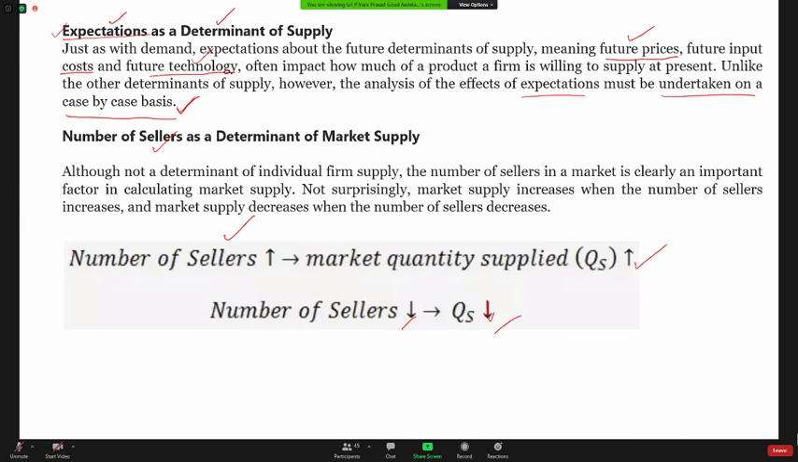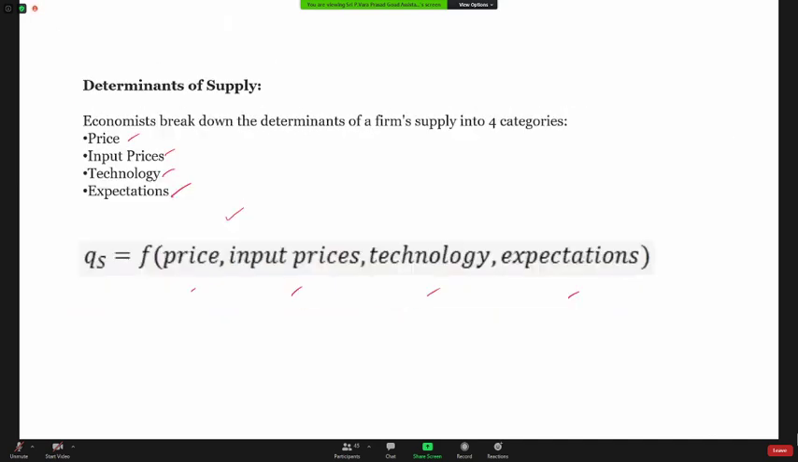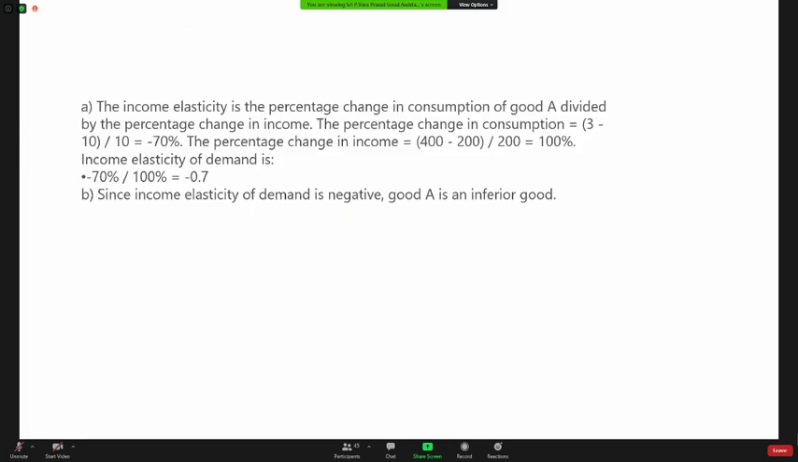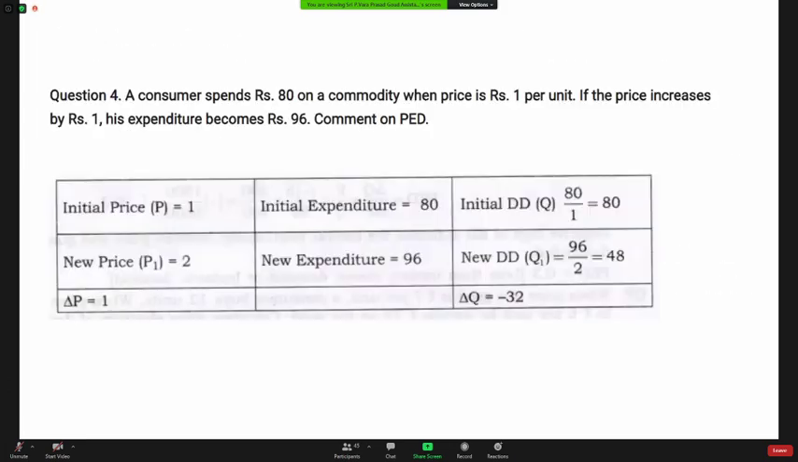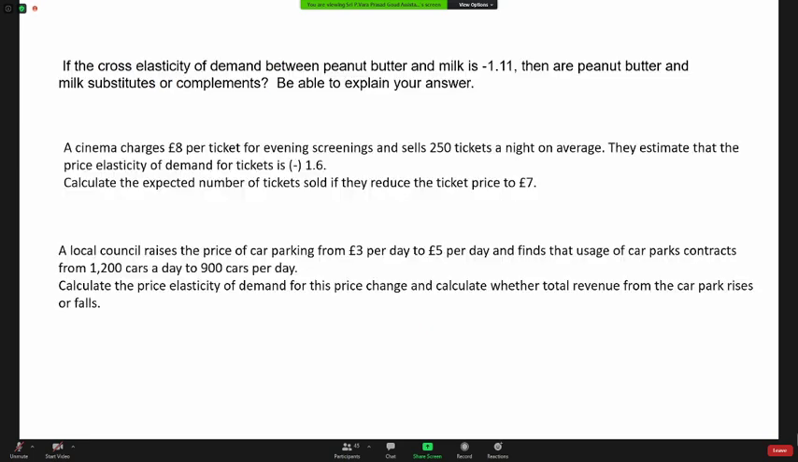Okay, so that's it. We are done for today's theoretical class, right? So next week we'll start demand forecasting. Before that, we'll solve a few more numerical problems. I think this we have done in the last class. Now, there are 3 questions here. Try to solve one by one.